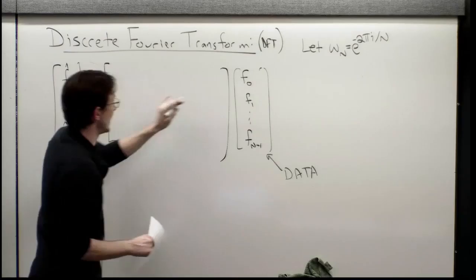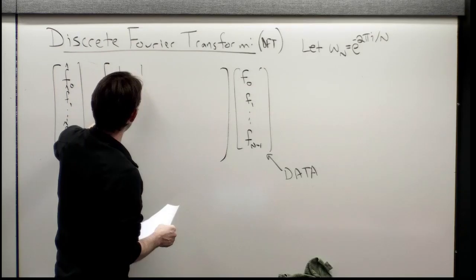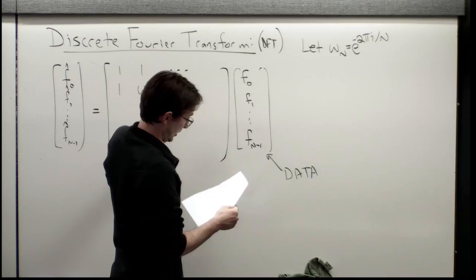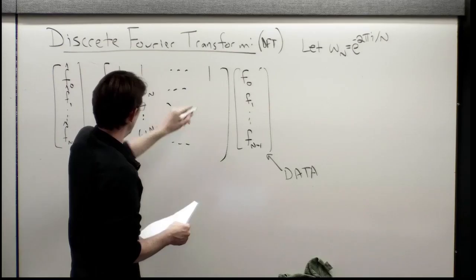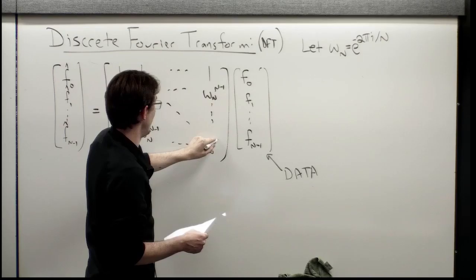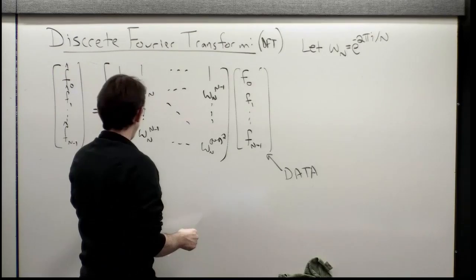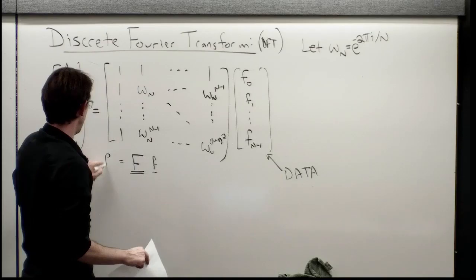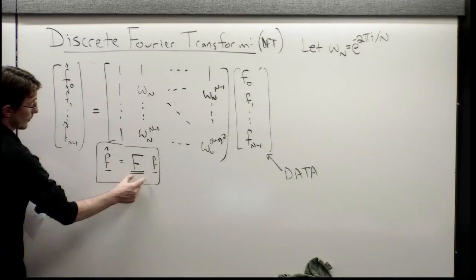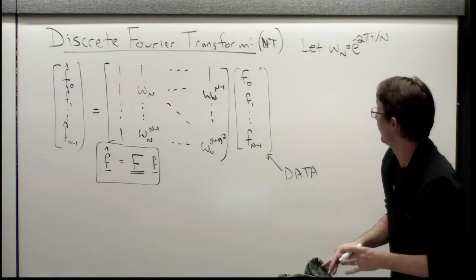And the matrix is 1, 1, 1, omega n, dot, dot, dot, 1, dot, dot, dot, omega n to the power n minus 1, and omega n to the power n minus 1 squared. Okay? So this is our F matrix and our F data. If I have a vector of data times this matrix, that gives me my vector of F hats. This is kind of the discrete Fourier transform matrix. Okay, so nothing too complicated. It's a relatively simple thing to make this matrix and to multiply it by a vector of data. Not so bad.